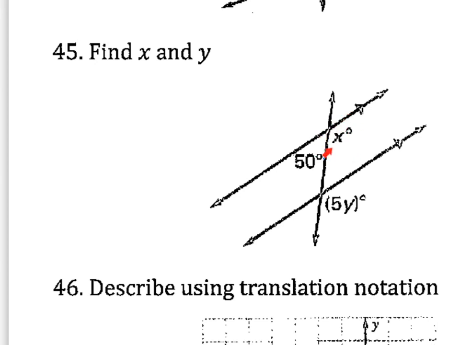Then, once you know what he is, this is a corresponding angle, because they're both in the lower right with the 5y. So it means they're equal to each other. Basically, whatever you get for x, set up your equation: 5y is equal to what? Which is whatever you get for x right here. And solve for y.